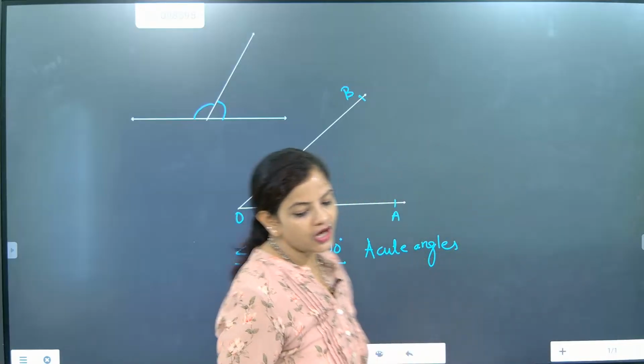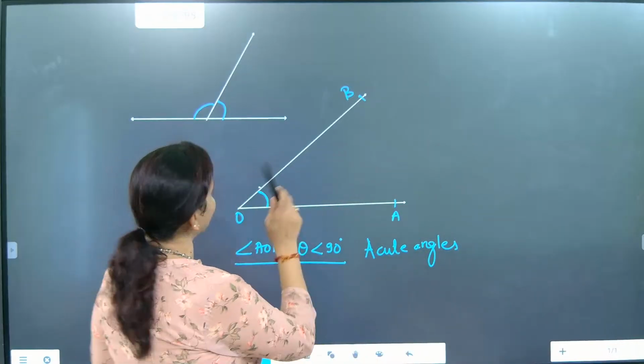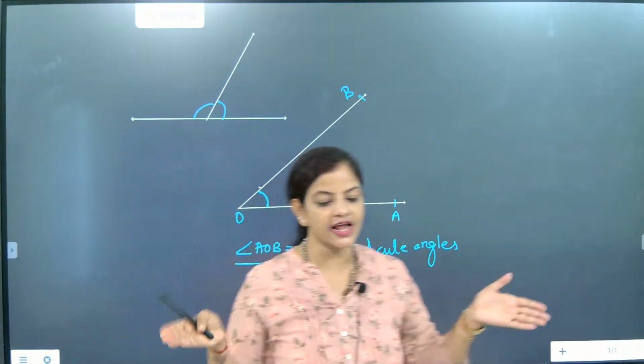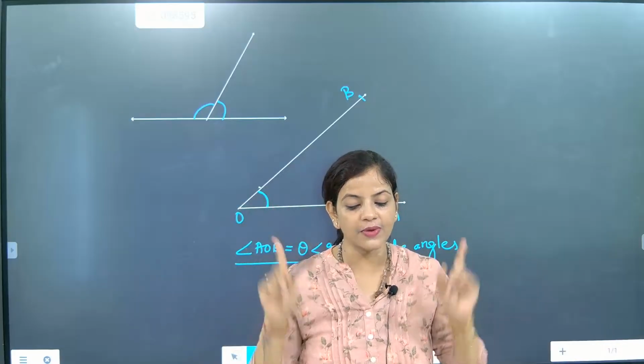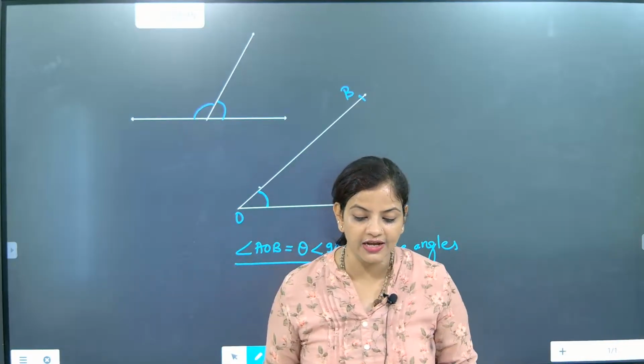So first we understood what is called adjacent angles. Understood? Adjacent angles means the neighborhood angles are considered as what? Adjacent angle.